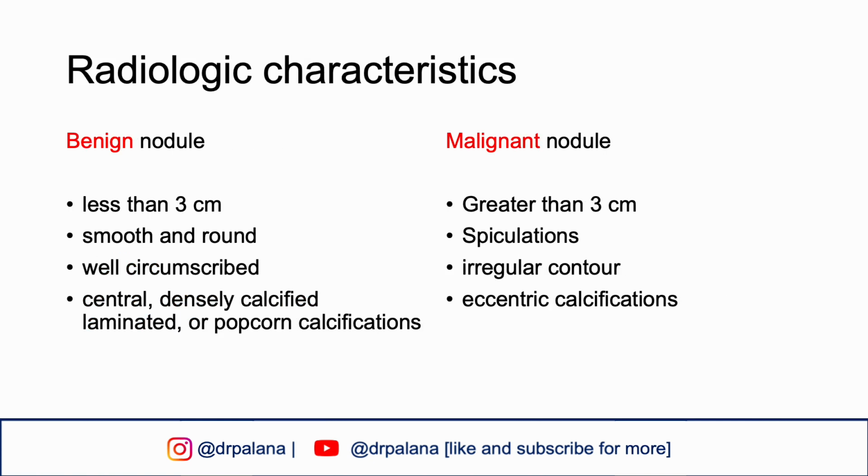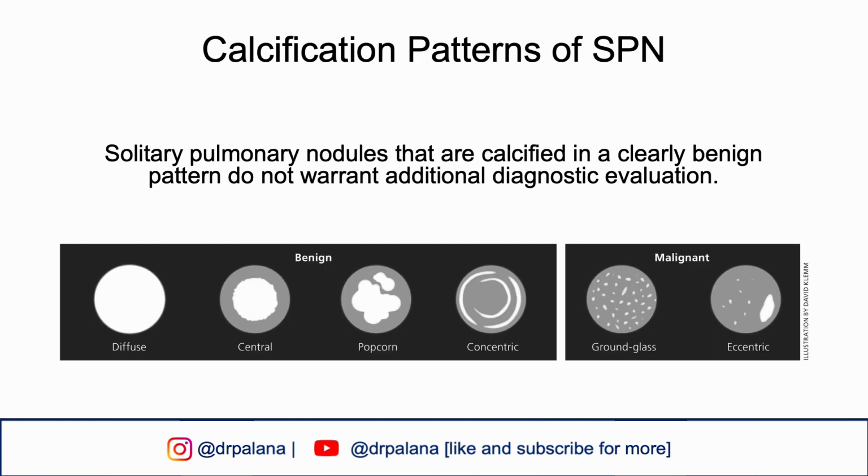Recognizing the radiologic characteristics of a benign and malignant nodule is very important. A benign nodule is less than 3 centimeters, smooth and round, well circumscribed, and has central, densely calcified, laminated or popcorn calcifications. A malignant nodule is characterized by a size of more than 3 centimeters, has spiculations, irregular contour, and eccentric calcifications. Solitary pulmonary nodules that are calcified in a clearly benign pattern do not warrant additional diagnostic evaluation.